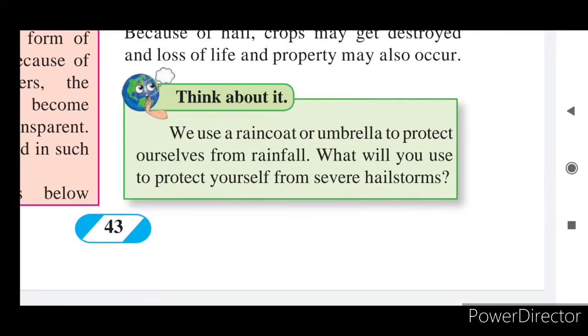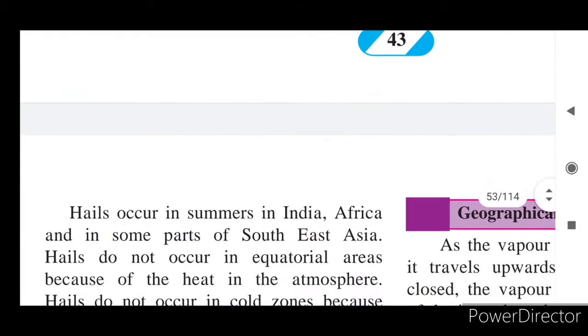Think about it. We use a raincoat or umbrella to protect ourselves from rainfall. What will you use to protect yourself from severe hailstorms? So it is a question, you have to think on it.